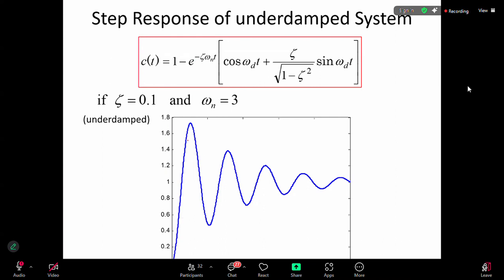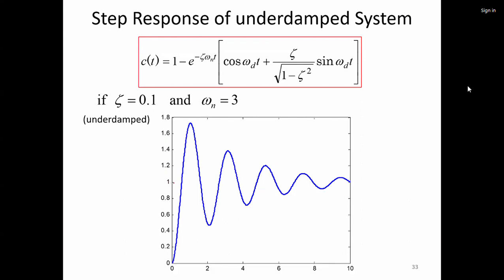And then this is how the response of the system is going to oscillate about the unit input. Okay, so it comes like that, overshoots, comes down, then goes smaller and smaller, but keeps on oscillating, and finally it reaches a stable input value. Okay, this is when the damping coefficient is very small.